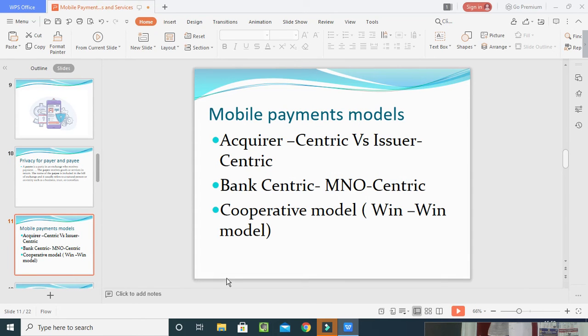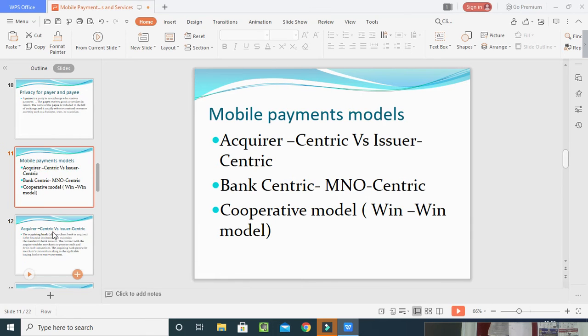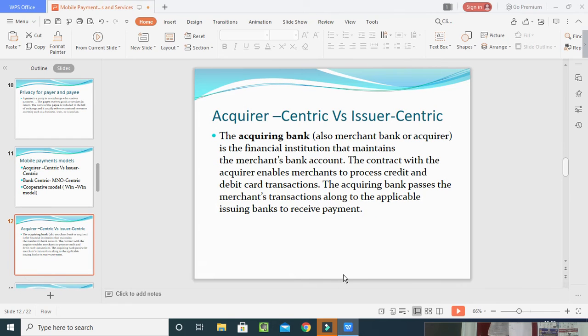Now, mobile payment models. Mobile payment models consist of three. One is the acquirer centric versus issuer centric. Second one, bank centric versus MNO, mobile network operator centric. Third one is the cooperative model, that is nothing but a win-win situation. First we will go with the acquirer centric versus issuer centric.